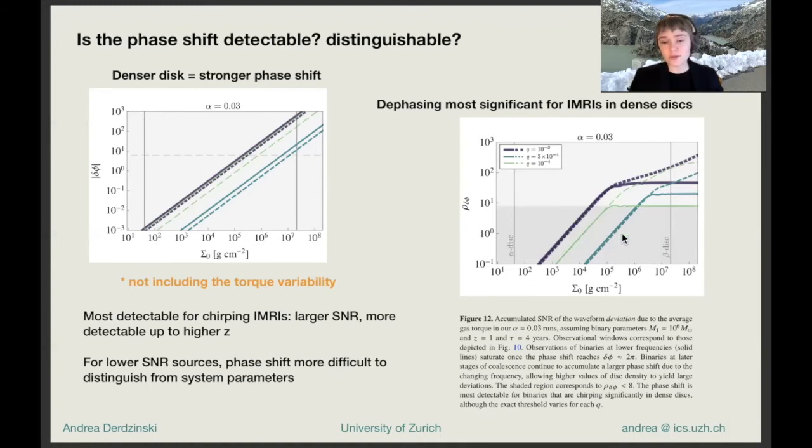And so what this means is if we measure a phase shift, we could in principle trace it back to a constraint on the disk density. But how dense your disk needs to be to detect that deviation depends on the parameters of the system. So not all IMRIs are the same.